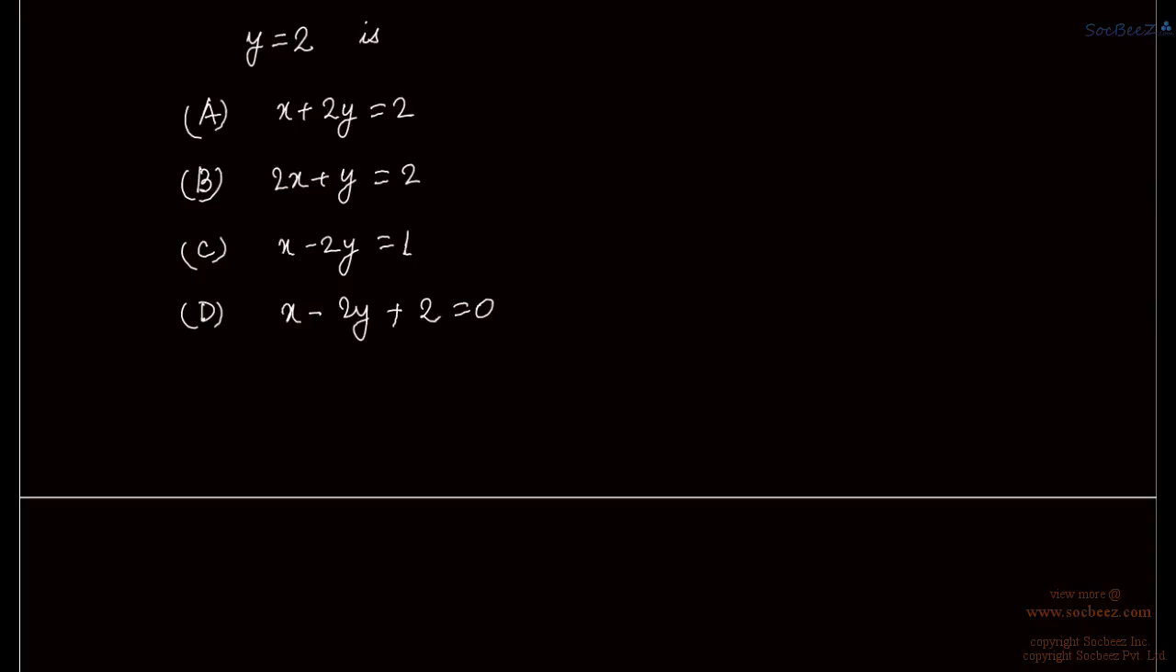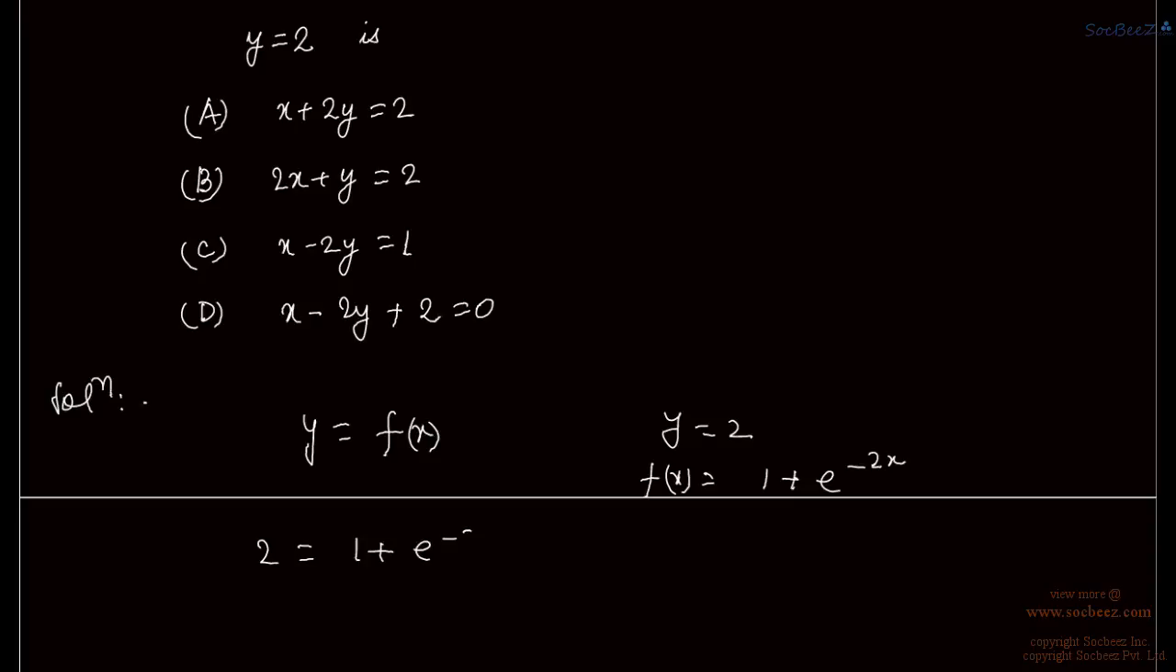So first we have to solve the equation y = f(x), where y = 2 and f(x) = 1 + e^(-2x). So we have 2 = 1 + e^(-2x), or we can write e^(-2x) = 2 - 1, that is 1. So x = 0, right?